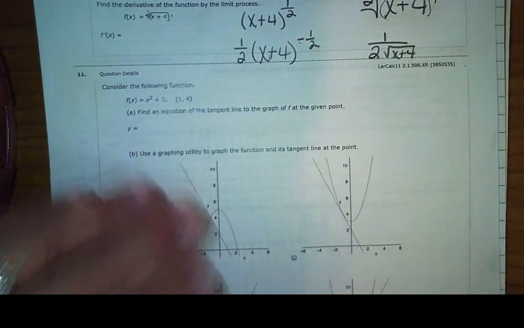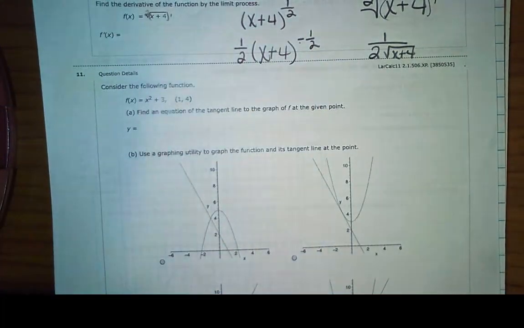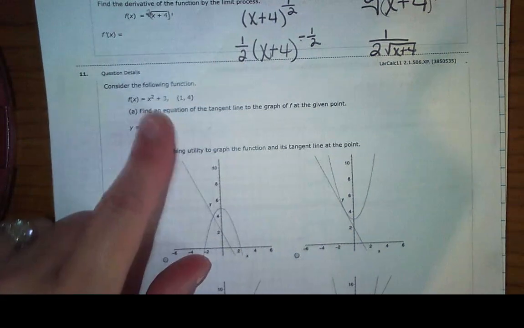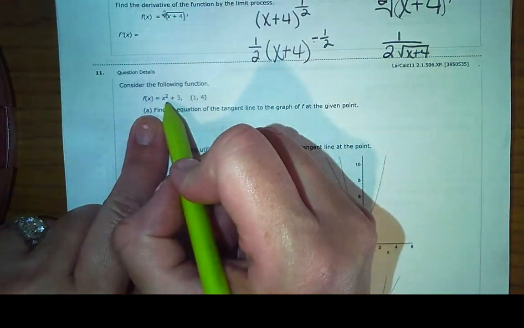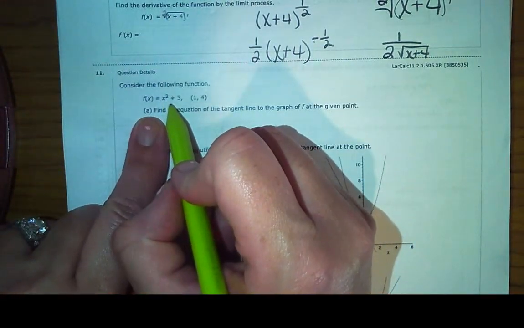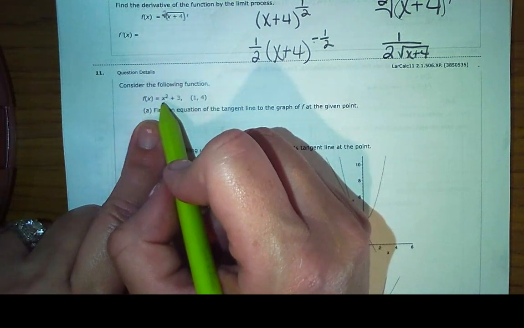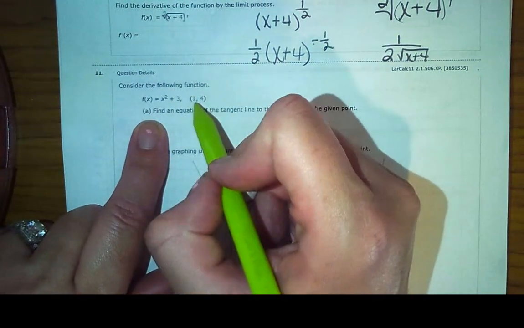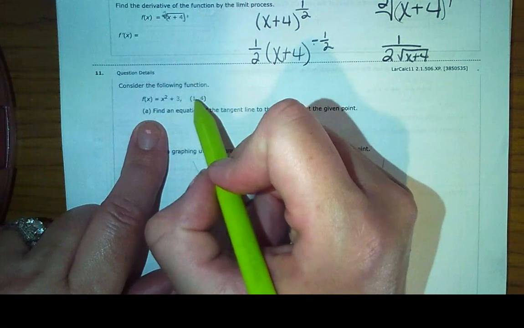So consider the following function. Find an equation of the tangent line. So all I've been doing so far is finding the formula for slope. I need to take this one all the way through. So what do I know? I know that this is a parabola. It's an x squared plus 3, which means it's a parabola that's been shifted up 3 units. And the point that I'm interested in that's on the parabola is 1, 4.